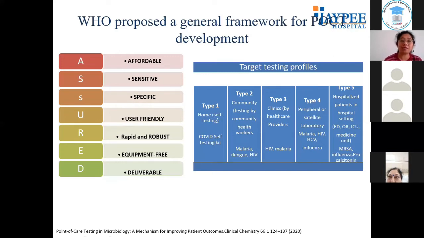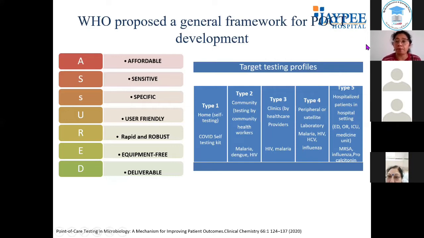ASSURED was the acronym: A for affordable, S for sensitive, S again for specific, and user friendly, as point of care cannot be complicated, because you may not have very trained or technically competent people doing it, sometimes at the offsite location. Then it should be rapid, but at the same time robust, and equipment free as far as possible, and it should be deliverable. It's not that you develop a point of care test which you cannot report. You should have the mechanism wherein you can report it confidently.